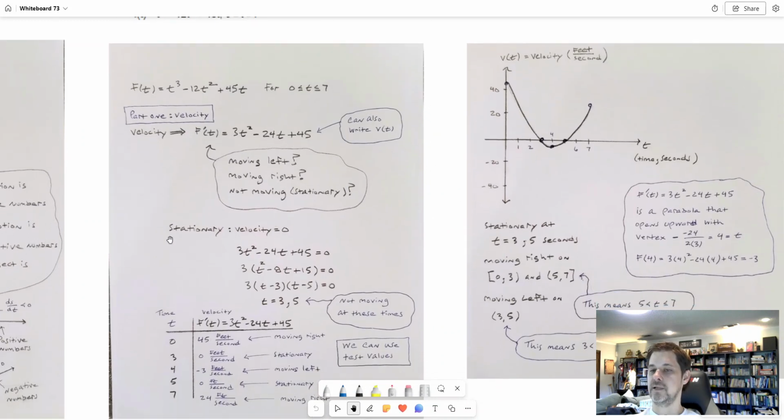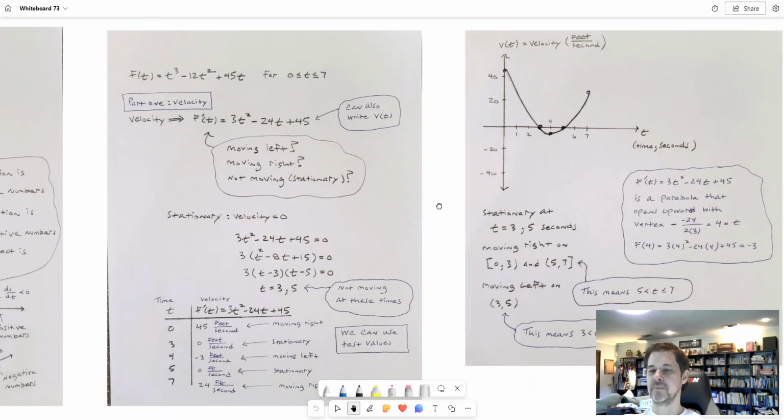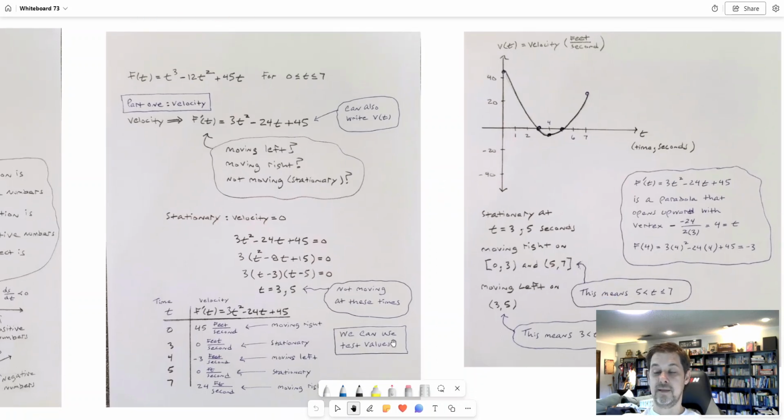I'll say, well, stationary, so not moving, that would mean the velocity is 0. So I'll set this equal to 0, and I solve it, and I get at moments 3 and 5 seconds, at those times, it's not moving. It's stationary at just those instants. Once you get just a hair past the 3-second mark, it's moving again. Or 5, any microscopic amount of time after 5, it's already moving again. It's just at these moments that it's not moving. So there would be my answer to when is it stationary.